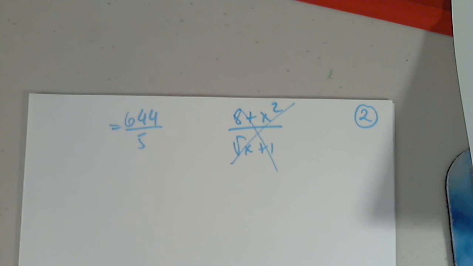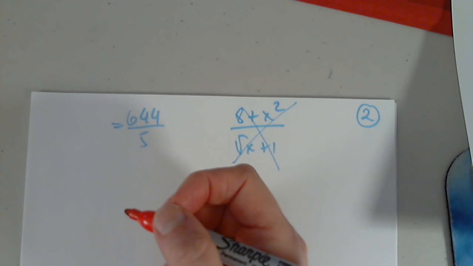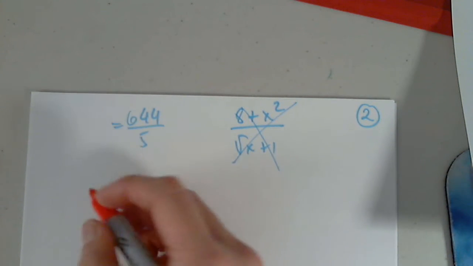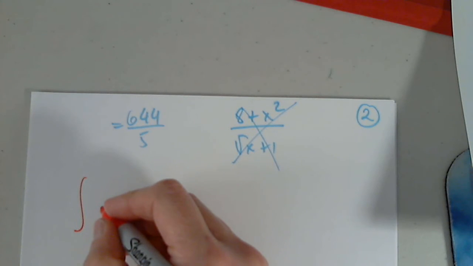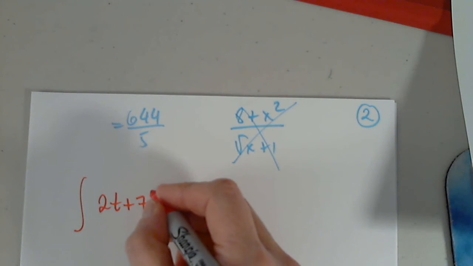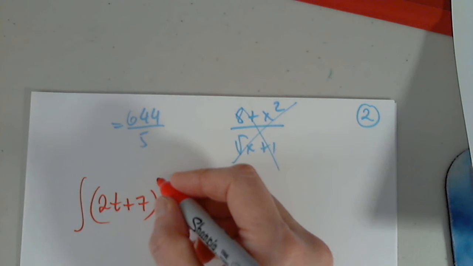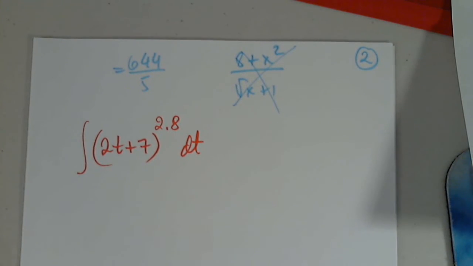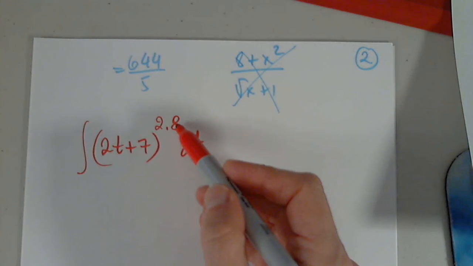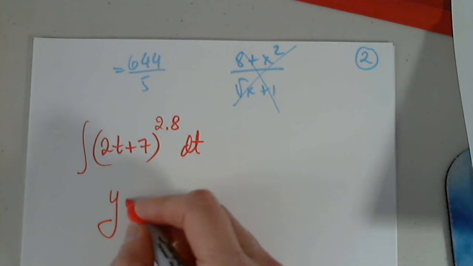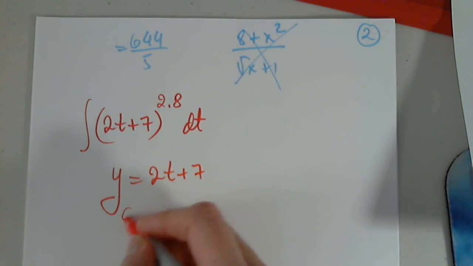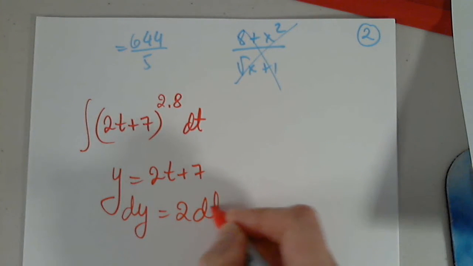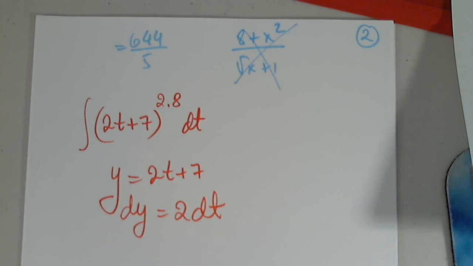Okay, so it's an integral and the function is 2t plus 7 in parentheses, and that whole thing raised to the 2.8. Like this? Yes. dt. Yes. Okay. So obviously what bothers me is this raised to that. So I'm going to say let y be 2t plus 7, as long as dy is in the problem, or I can make it up. I cannot make up functions, but I can make up numbers.